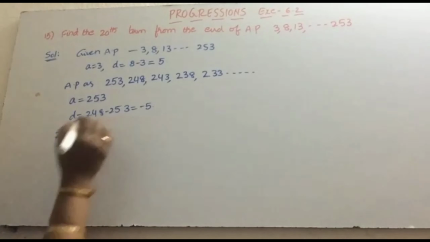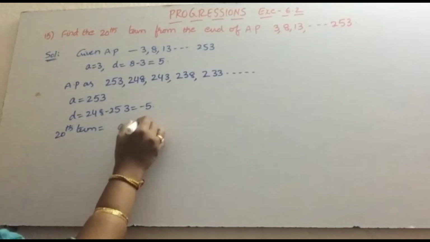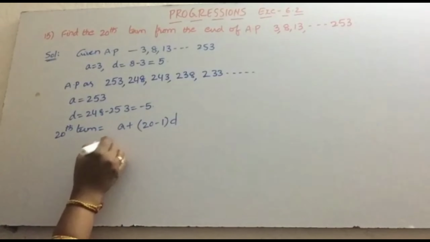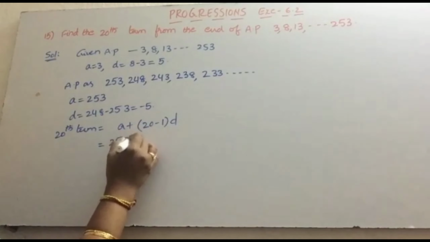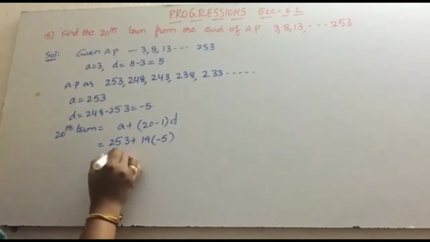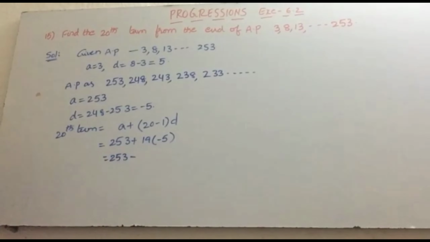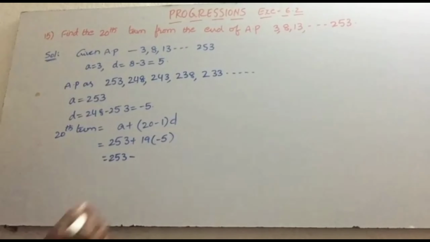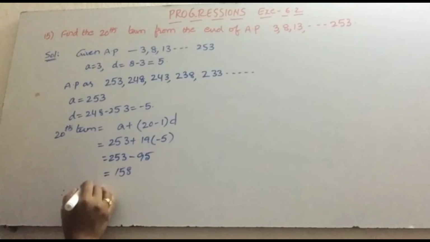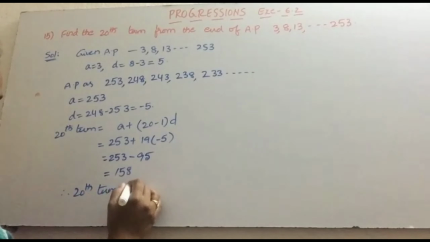Now we will find the 20th term. The 20th term equals A plus n minus 1 into D, where n is 20. Here A is equal to 253 plus 19 into D, which is minus 5. So that is 253 minus 95. That equals 158. So therefore the 20th term equals 158.